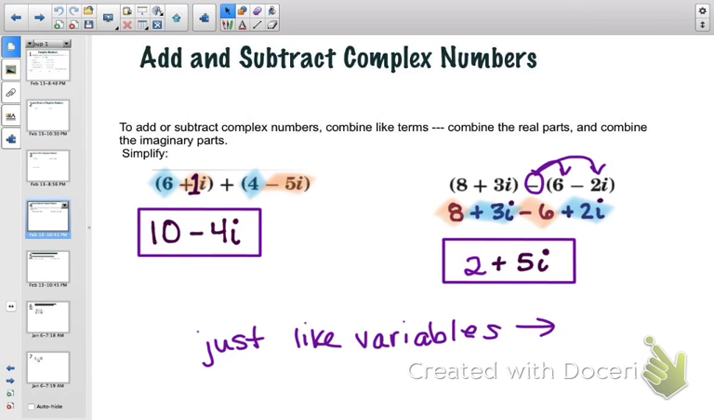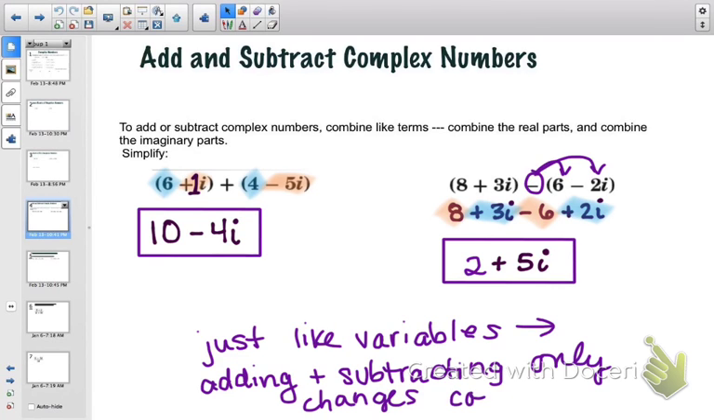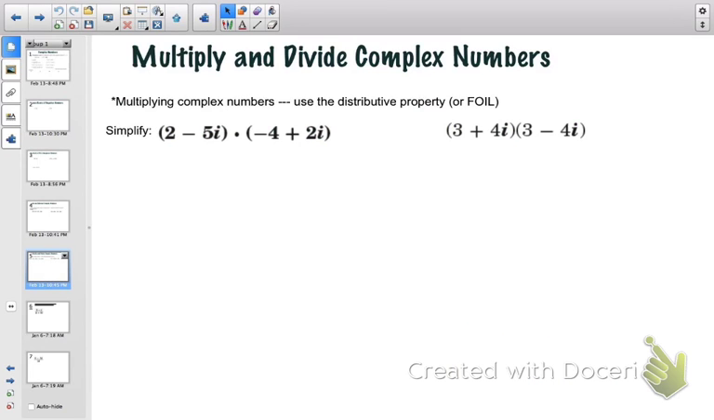Just like variables, adding and subtracting only changes the coefficients. Multiplying and dividing complex numbers. So we do need to FOIL. You can use the box method or FOIL. I'm going to use FOIL.